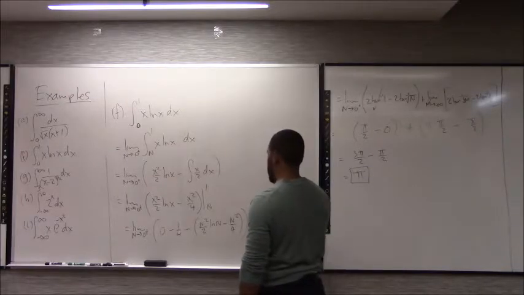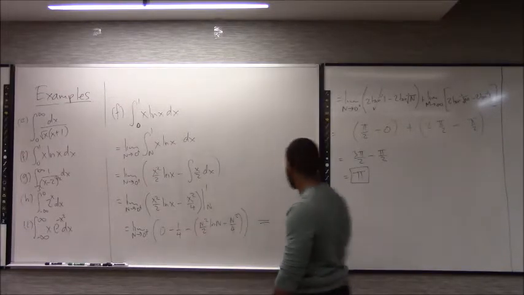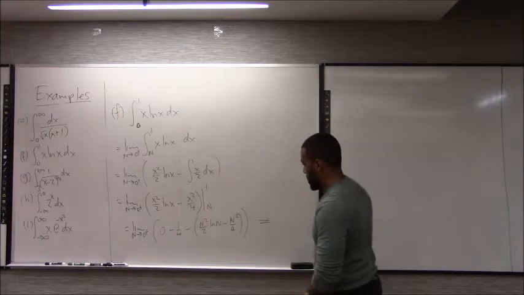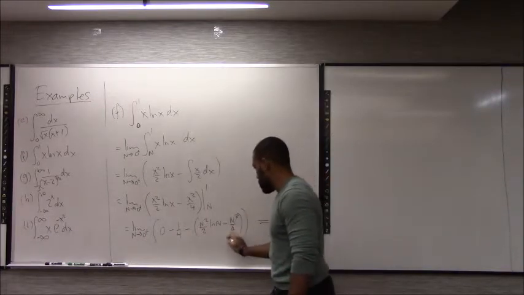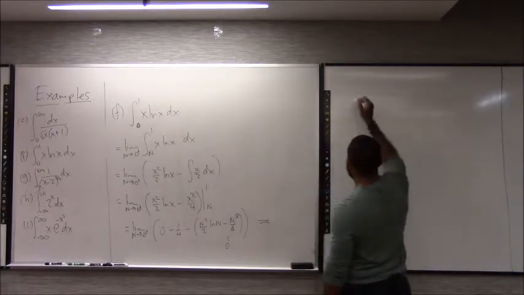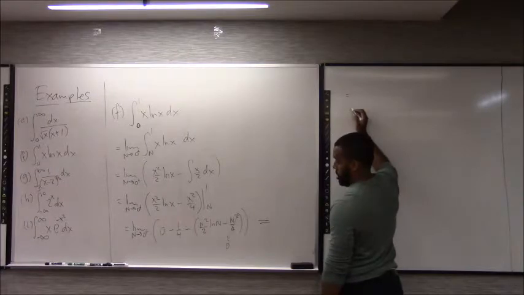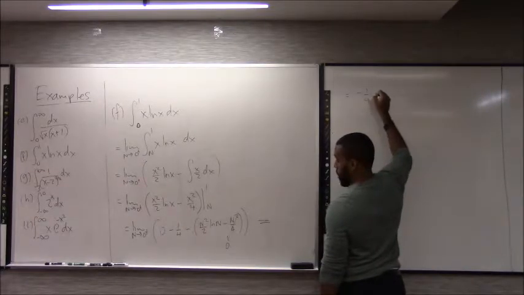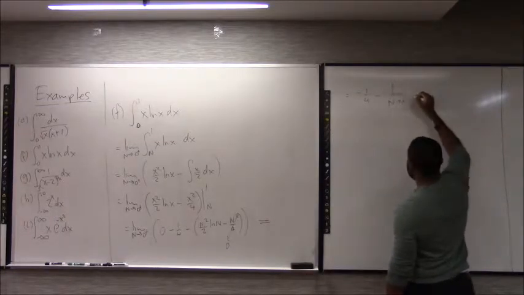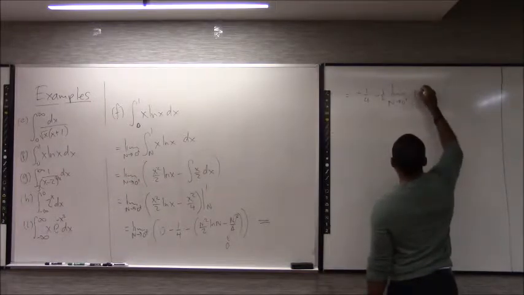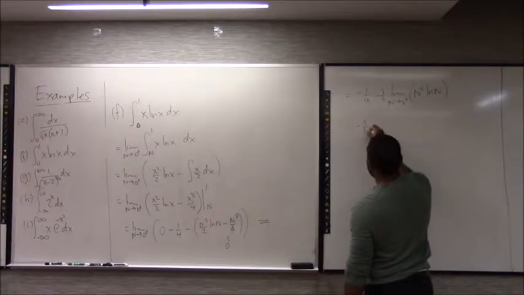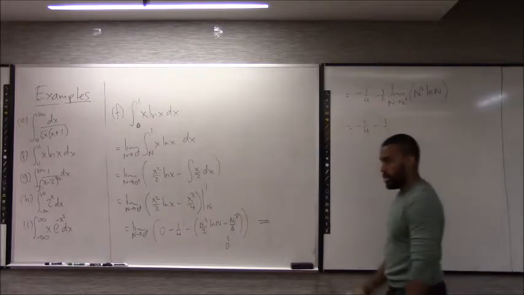And what's that? So some of these are easy. That's just minus a quarter. This guy's obviously going to go to 0. So this is going to be minus a quarter minus the limit as n approaches 0 from the right. I can even factor out the 2 here, of n squared ln n. How do I compute that limit?